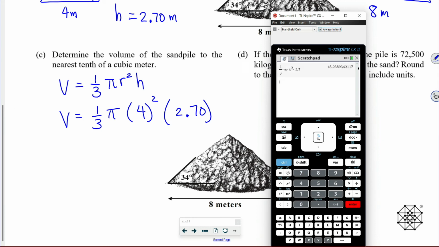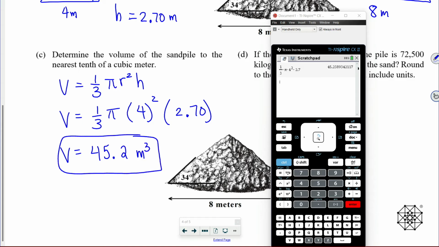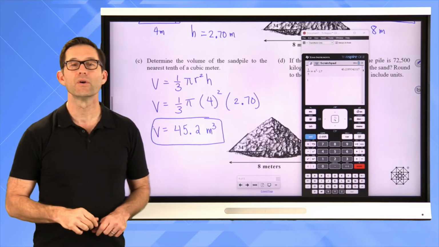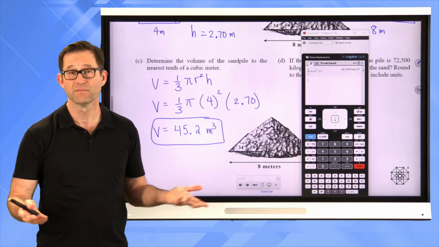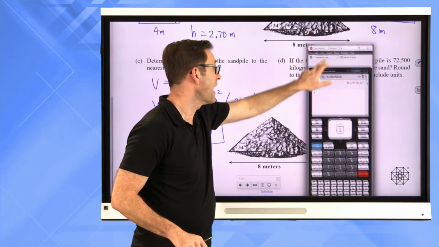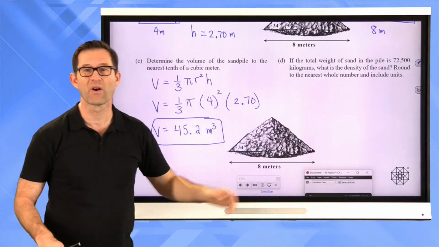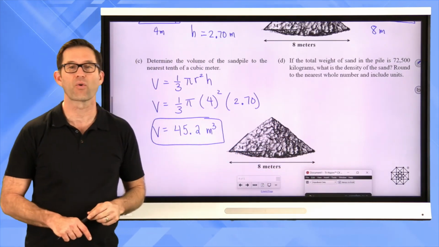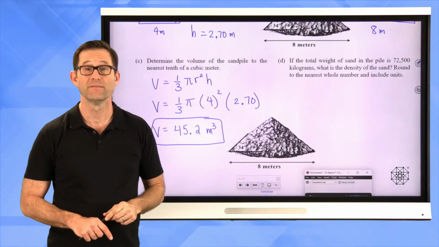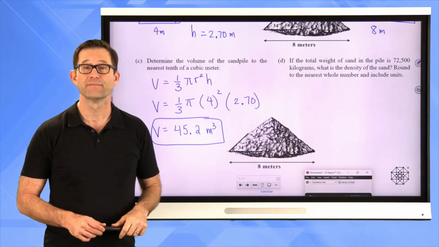All of that will give me my volume as 45.2 cubic meters. Actually, quite a large volume. 45.2 cubic meters. It's a large sand pile. 8 meters across, right? That's like about 24 feet across. That's a big sand pile. Let's take a look at letter D.